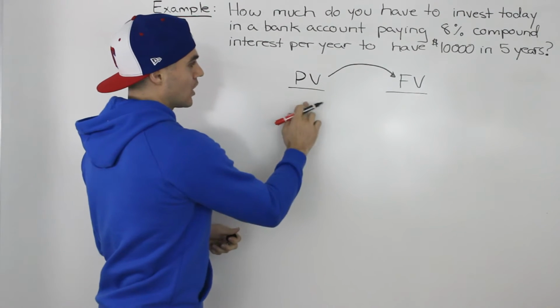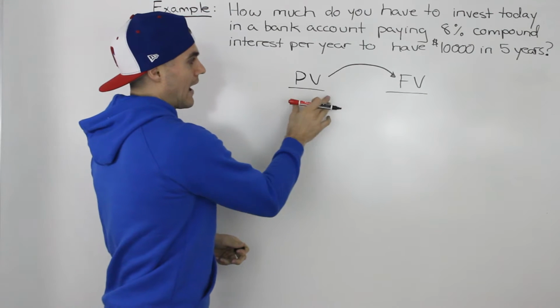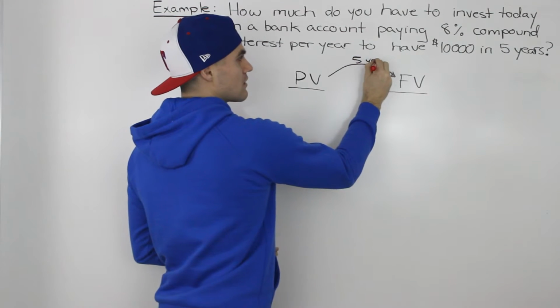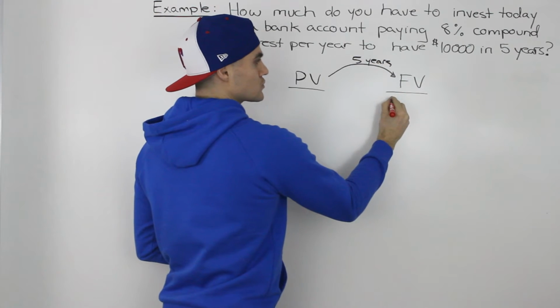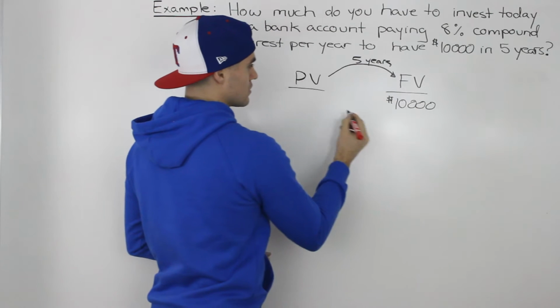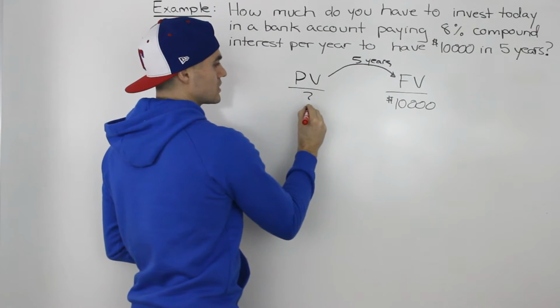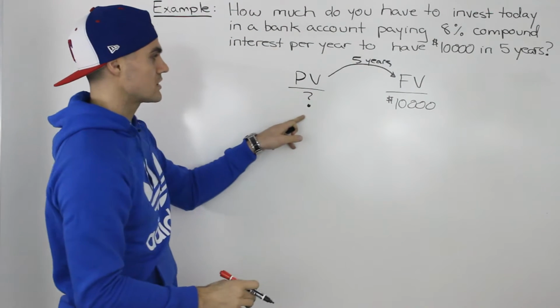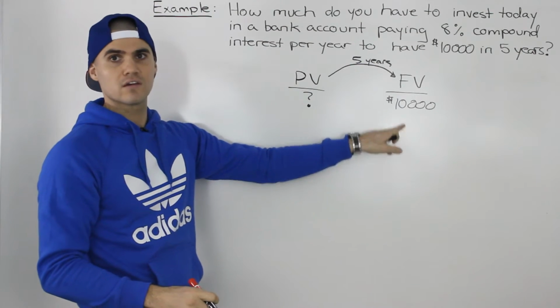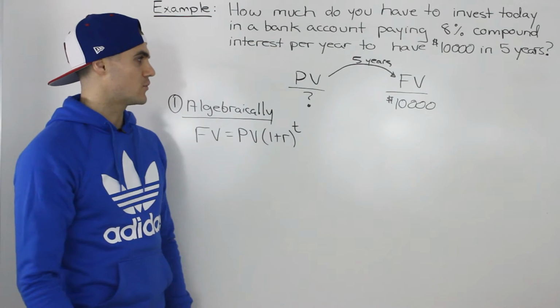So this is our unknown variable. How much do we have to invest today so that in 5 years, that investment grows to $10,000? So in this question, we're actually trying to find the present value while given the future value. Well, there's a couple of different ways we could solve this.